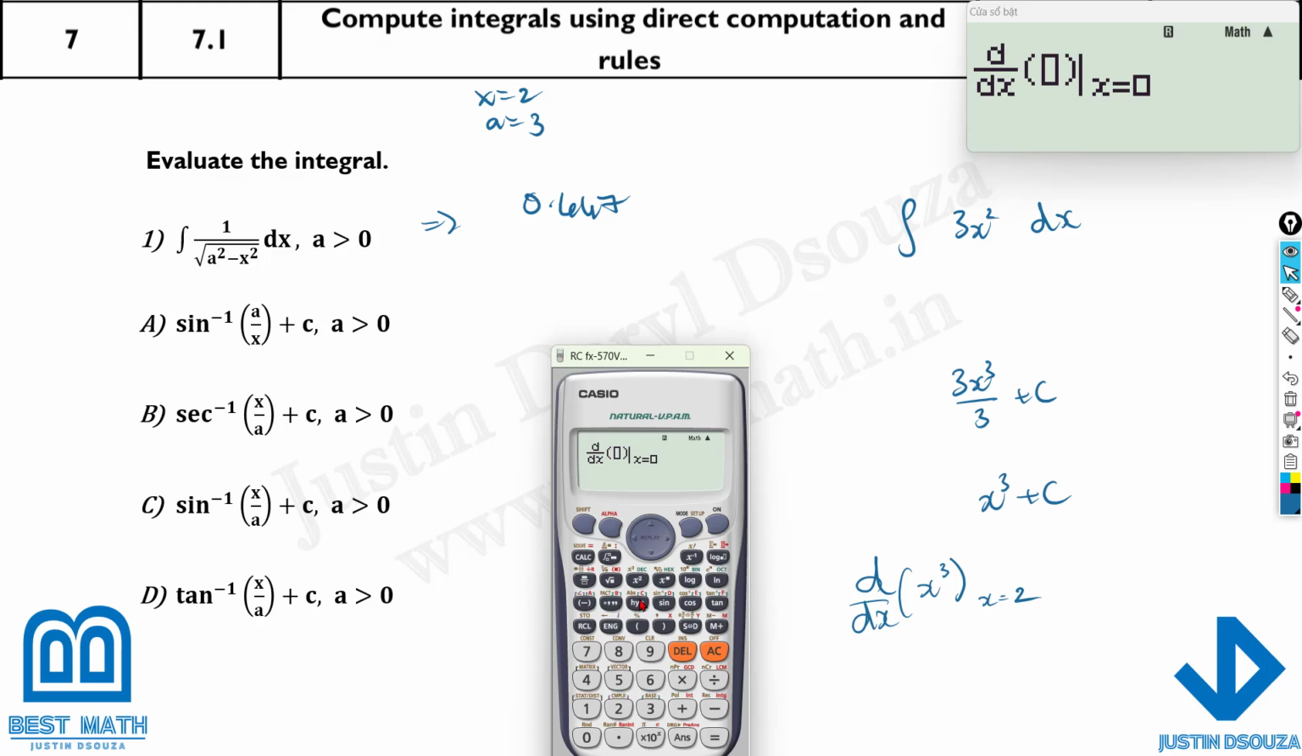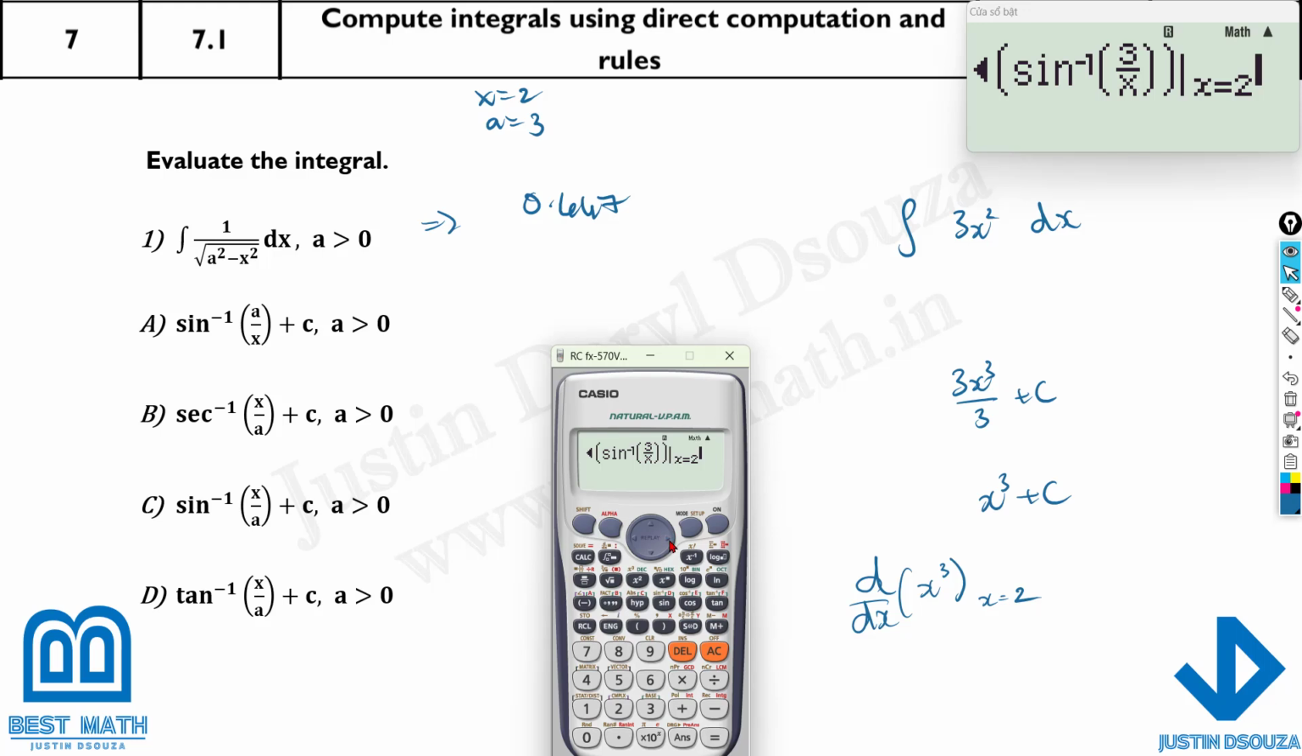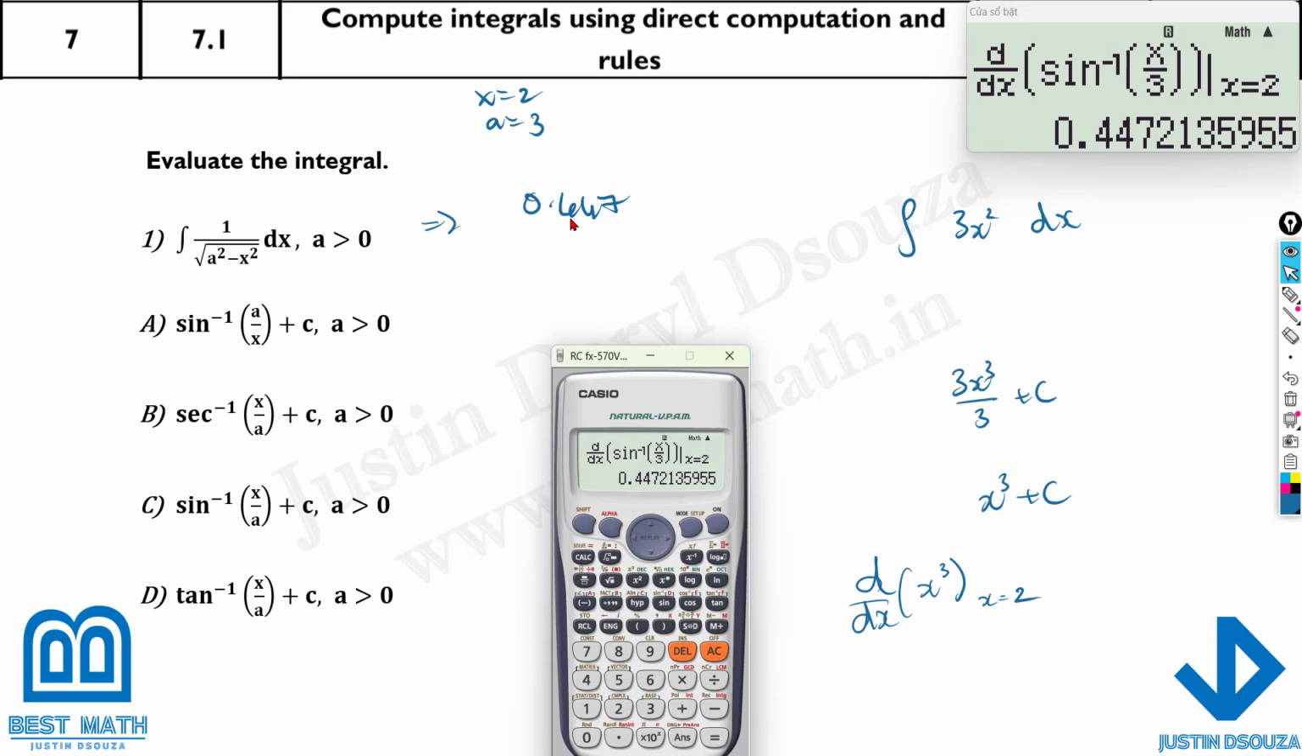So here let me try with this first one, sine inverse of 3 divided by x, close the bracket, and the x value was 2. Is it matching? No, it's wrong. It's a math error. So that means I'm not going to get the answer over here. But this one was sine inverse of x divided by 3 at x equal to 2. Oh yes, it is matching. So this is the correct answer. It's option C here. But let me try the other two as well.